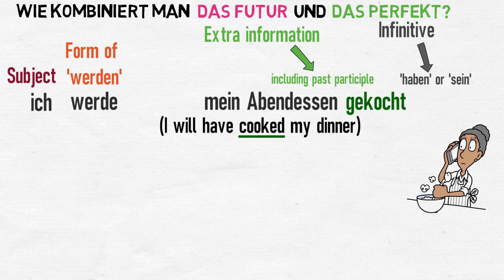In this instance, there is no movement when cooking dinner, and so the verb we need here is haben. Ich werde mein Abendessen gekocht haben. I will have cooked my dinner.